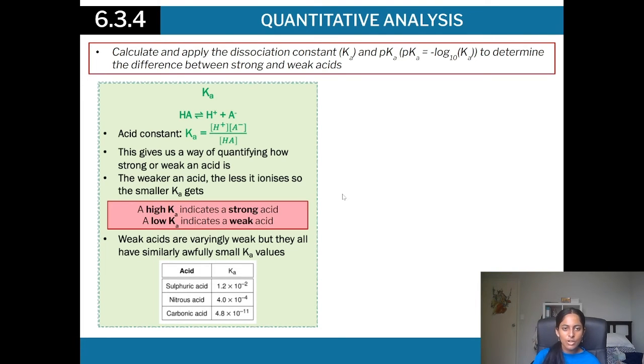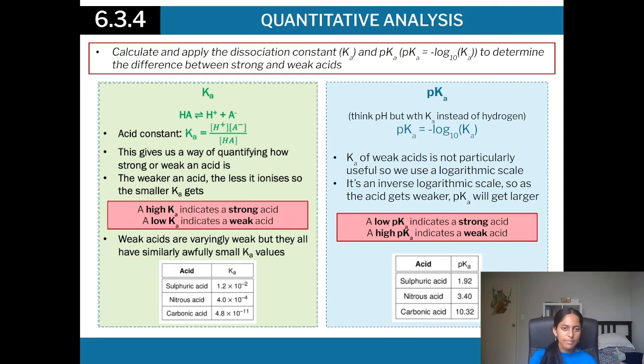Okay, so in terms of Ka, like I said, it's pretty much just Keq, but for an acid. So if an acid ionizes into H plus and A minus, in a simple form, it'll just be H plus and A minus over HA. And if you have a high Ka, you have a strong acid because you have more ions in solution. Low Ka pretty much indicates a weak acid. And you'll see that the weak acids have an awfully small Ka value. And because it's so small, you can't really determine what's really weak and how weak it is.